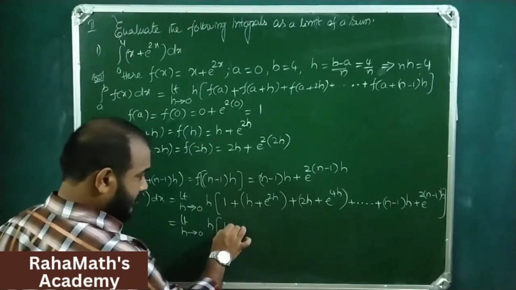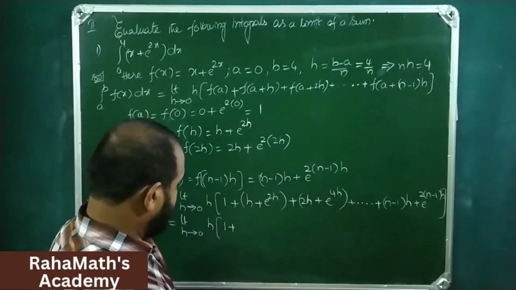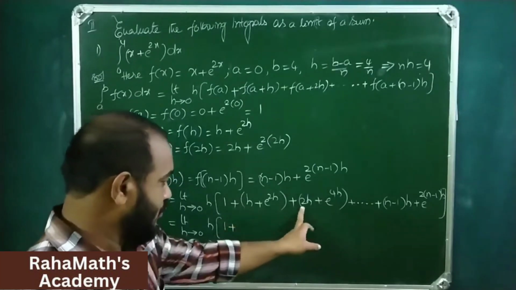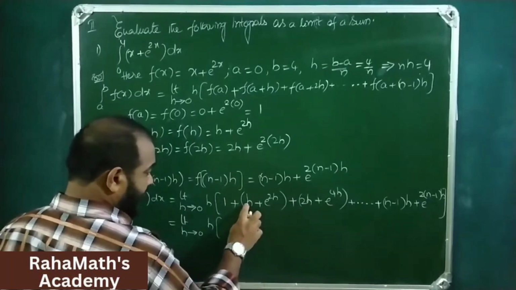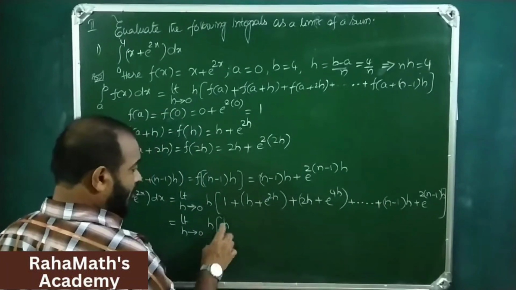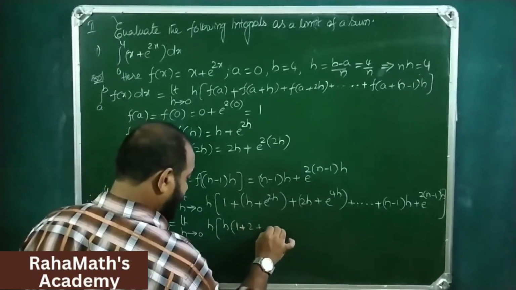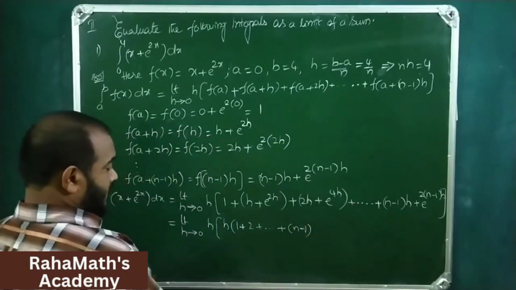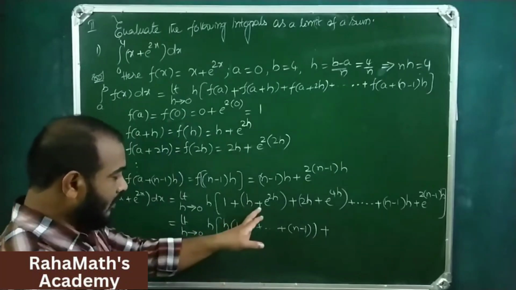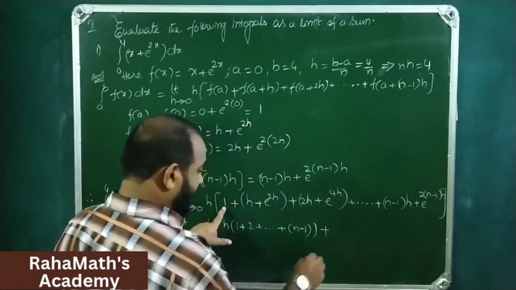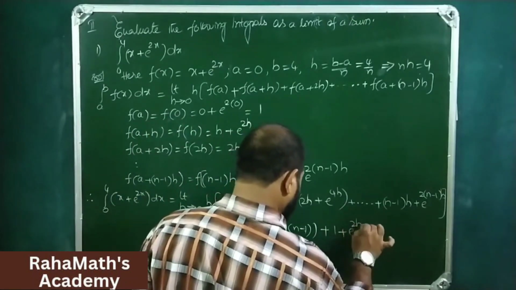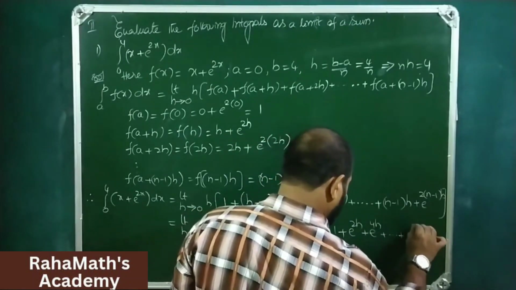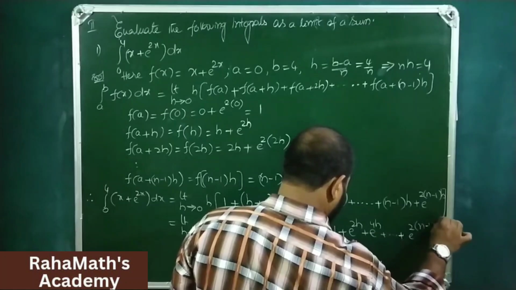1 plus h, and if I take h common from h plus 2h plus etc., since h is there, 2h, up to (n-1)h, so h times (1 plus 2 plus etc. plus n minus 1), plus the e power 2h terms: 1 plus e^(2h) plus e^(4h) plus etc. plus e^(2(n-1)h).